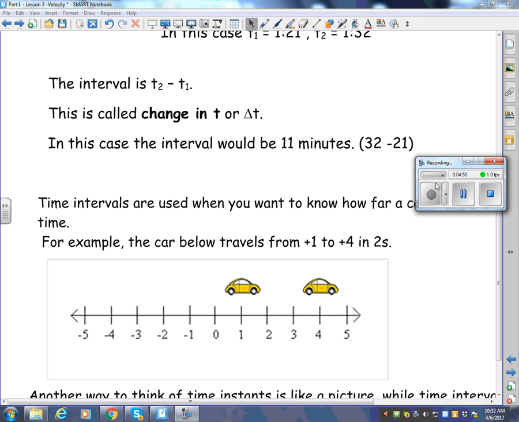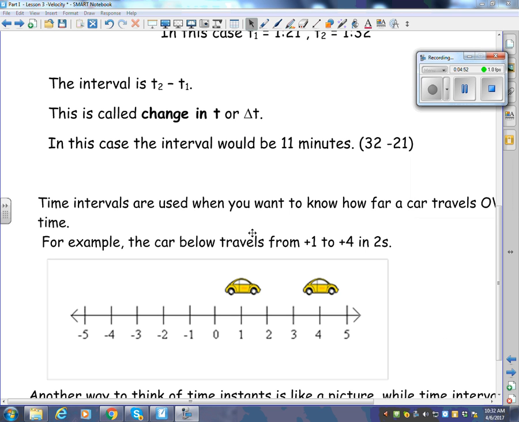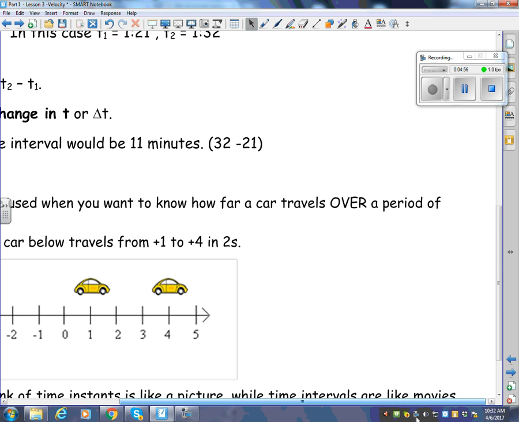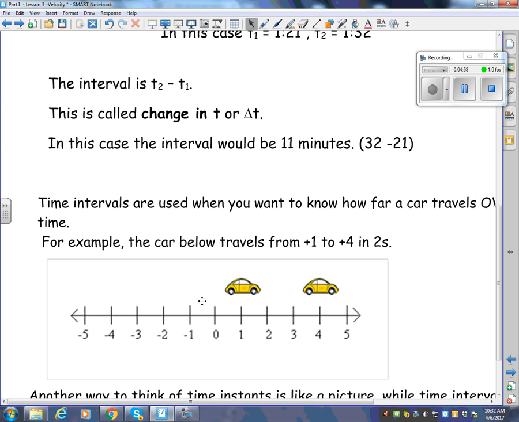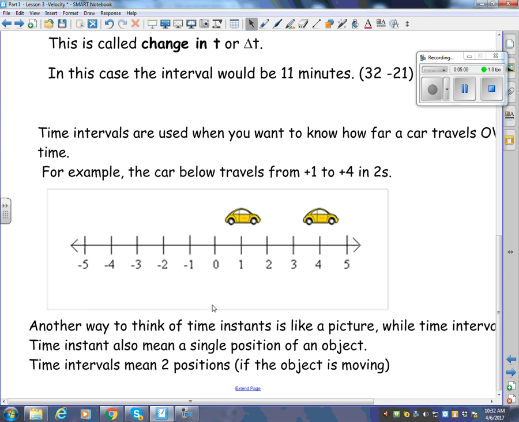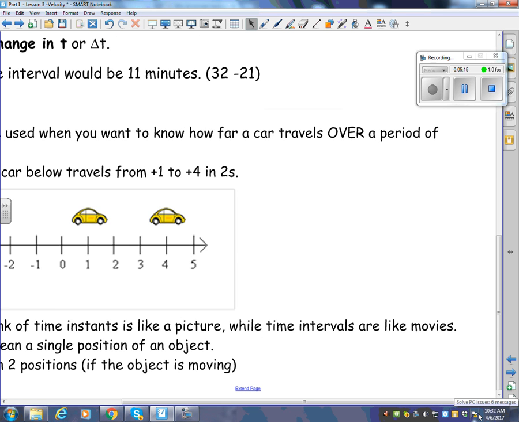Okay, so here's the example. Time intervals are used when you want to know how far a car travels over a period of time. Example here, the car travels from 1 to 4 in 2 seconds, right? So it's an interval of time. I think everyone gets it. Another way to think of time instant is like a picture, while time intervals would be more like a movie or a video. Right?